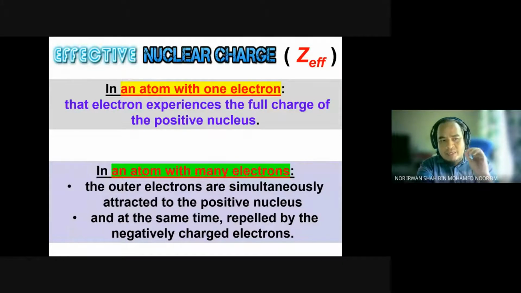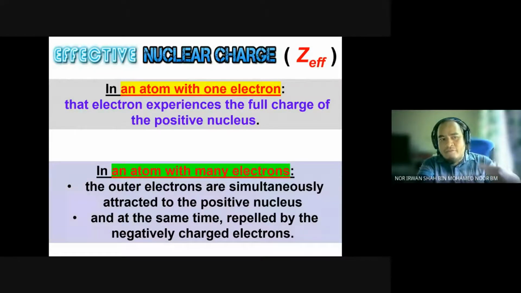Okay, sebab tu saya ambil masa ni, saya kena terangkan benda ni dulu pada you all. Sebab kalau tak nanti, when it comes to we want to explain the trends, for example, what happened to the atomic size as we move across the period, what happened to the atomic size as we move down the group, kan?